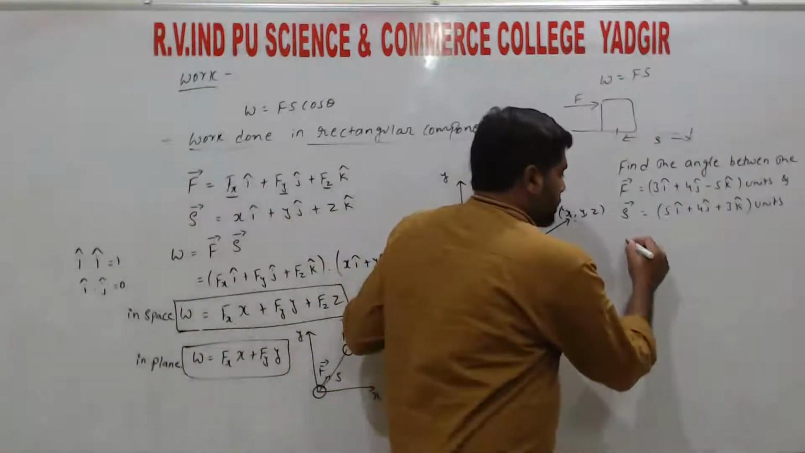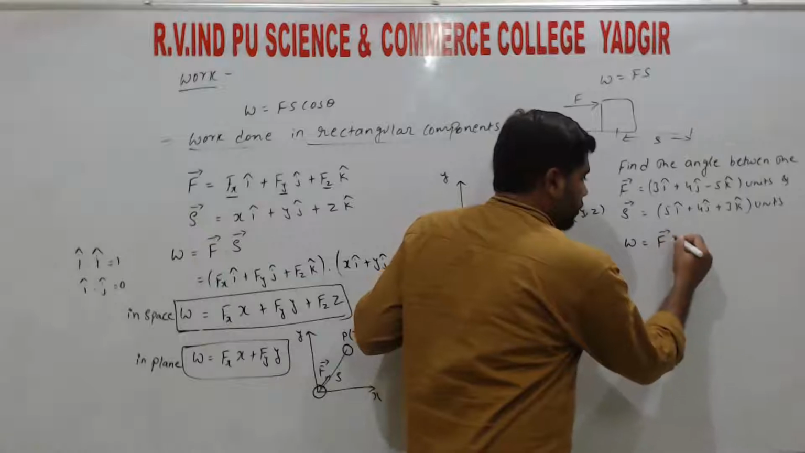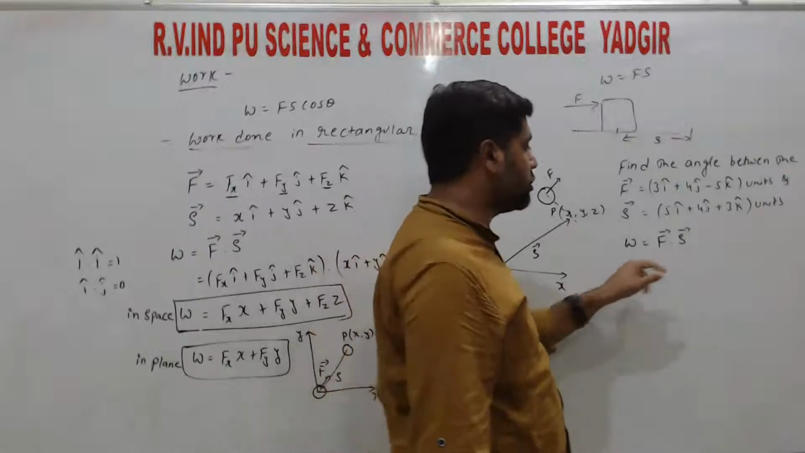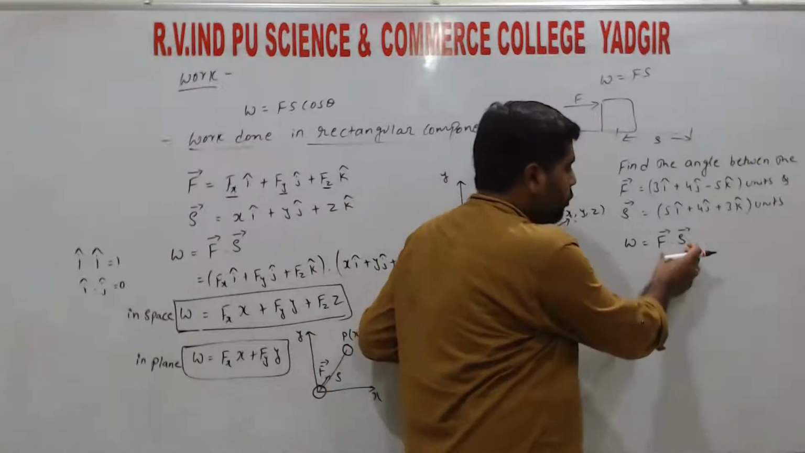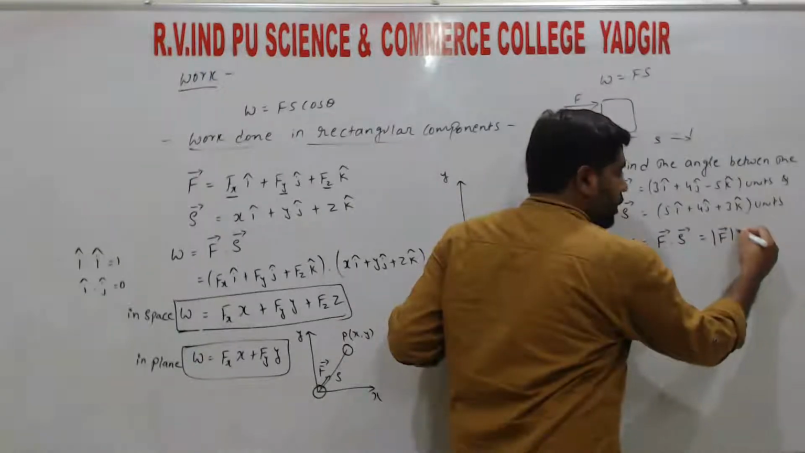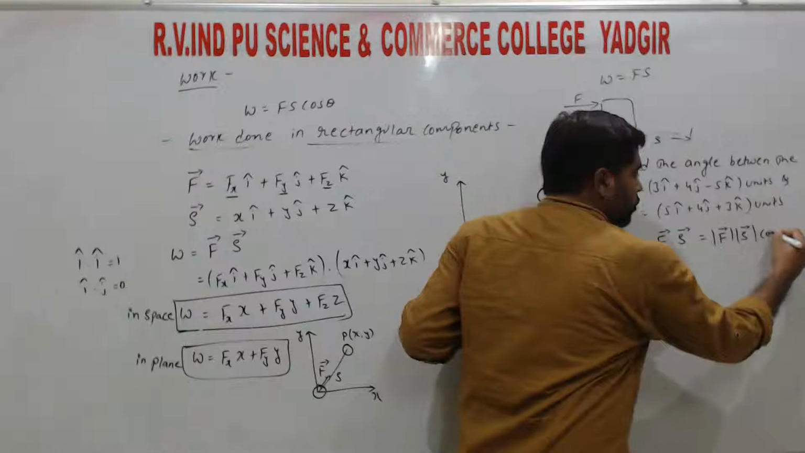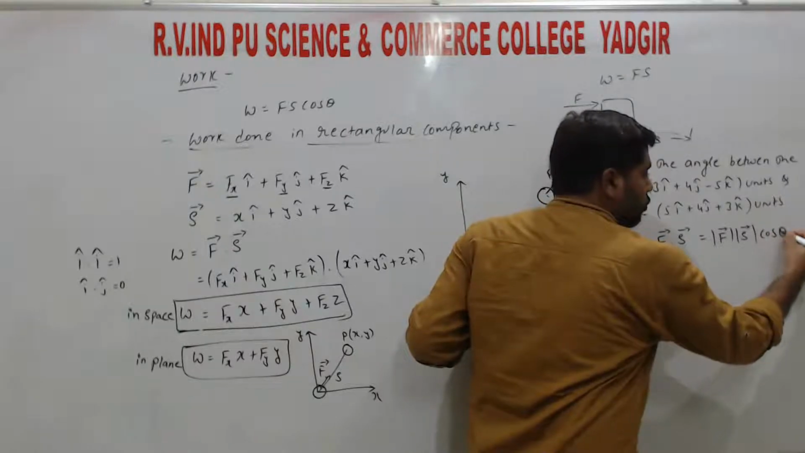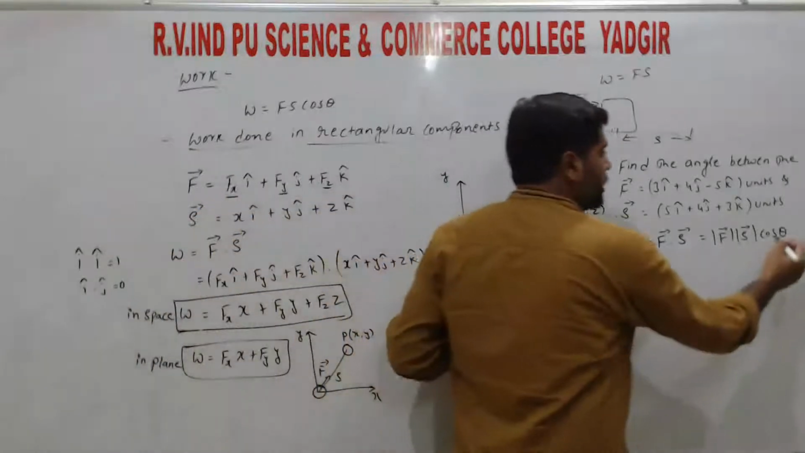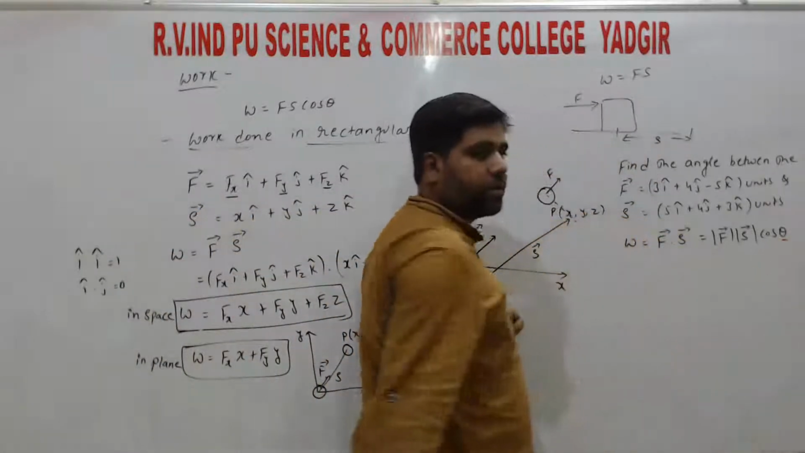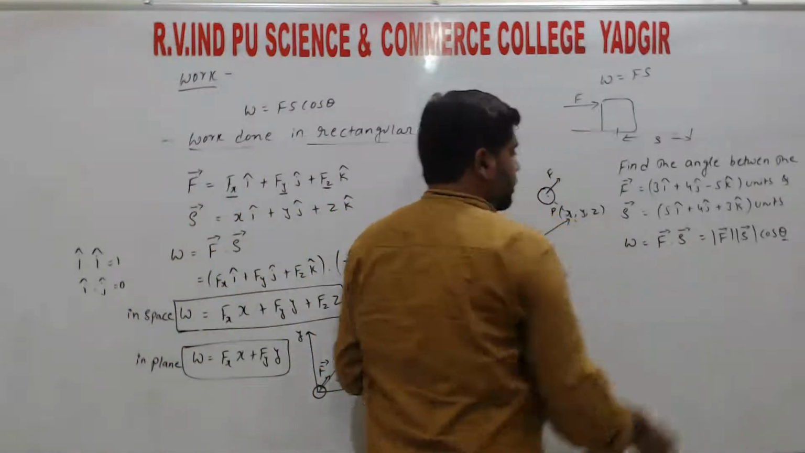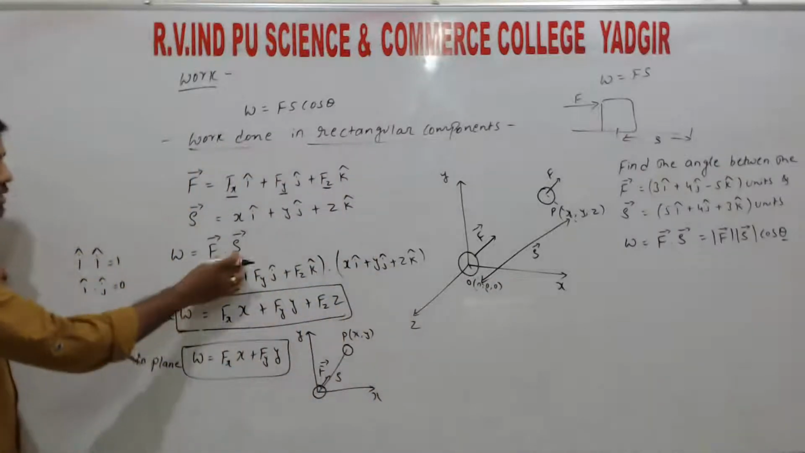So we know work done W is equal to F dot S, and also we know the definition of the dot product. F dot S is the product of the magnitudes of the two vectors and the cosine of the angle between them, where theta is the angle between the force and displacement. So here we need to find theta. So we have to calculate theta, right? Here we have the relation work done, that is F dot S.